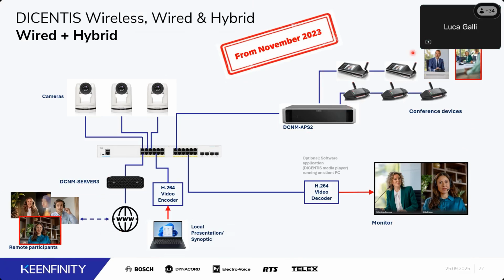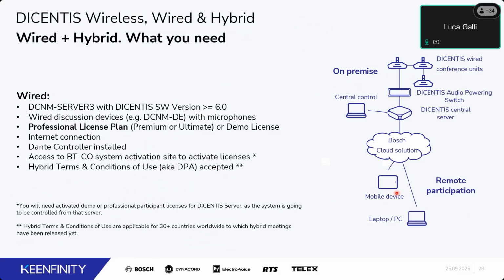You need your DICENTIS system, the switching part to manage cameras and other stuff. The server 3 is more or less the core, together with the APS2, the core of the system, because it's the one managing the media gateway and is the one that, through the internet connection, deals with the remote attendance. What do you need, to get it up and running? It's quite easy and straightforward.